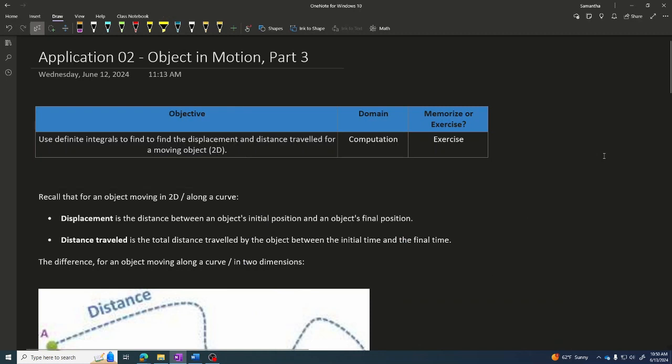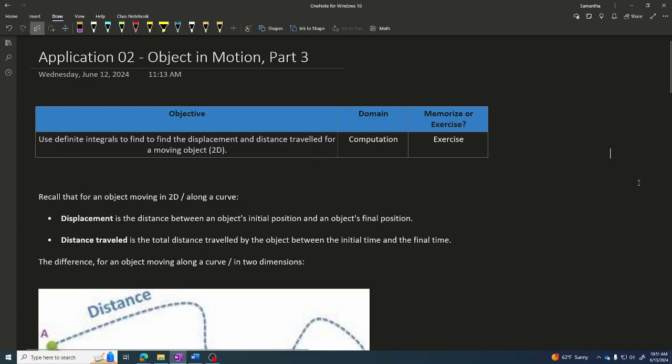Today is our third and final video talking about how integrals can be applied to study the motion of a moving object. 2 days ago we were talking about how the indefinite integral was used to find velocity from acceleration and how to find position from velocity. And then yesterday we were talking about how the definite integral can be used to find displacement and distance traveled for an object that's moving in one-dimensional space.